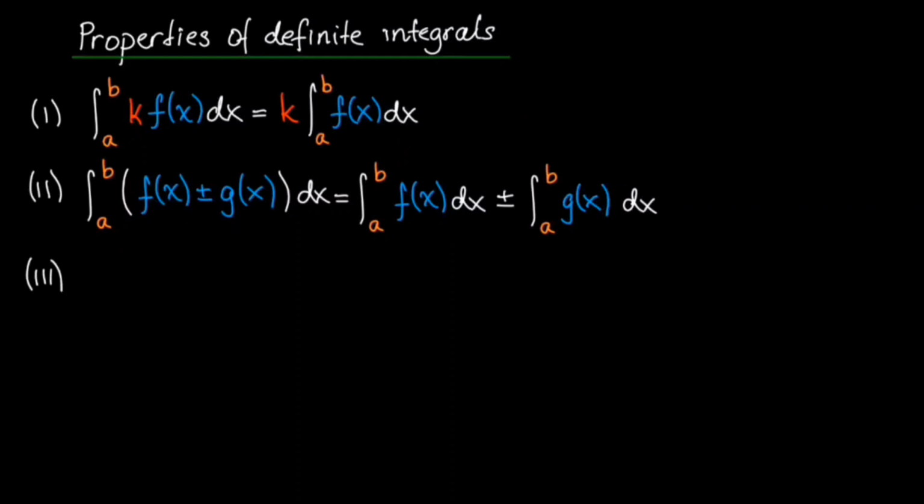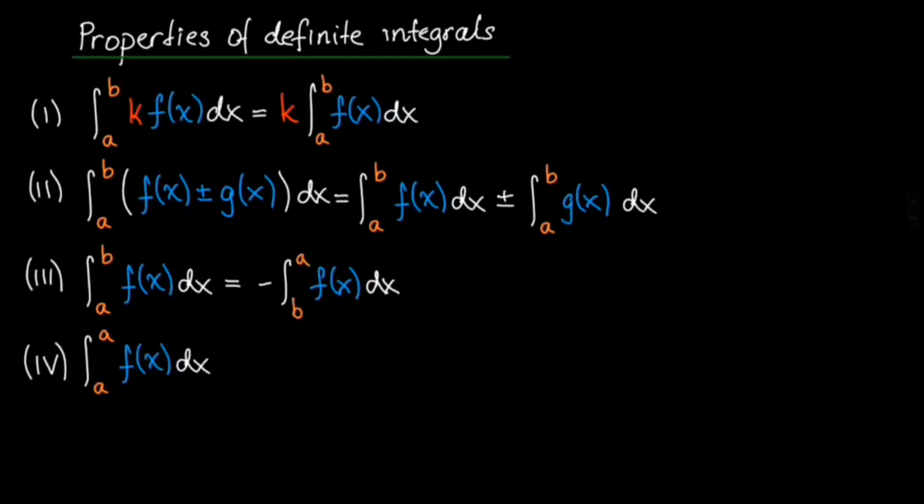Now, the following three properties are going to be new. Now, if you're taking the integral of a function f of x from A to B, there's actually something you can do. You can flip these values. It means you can now take an integral from B to A of the function f of x dx. However, there's one thing you have to add in front, and that would be a negative sign.